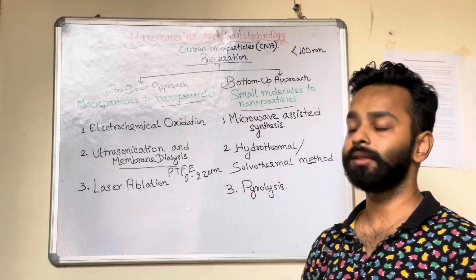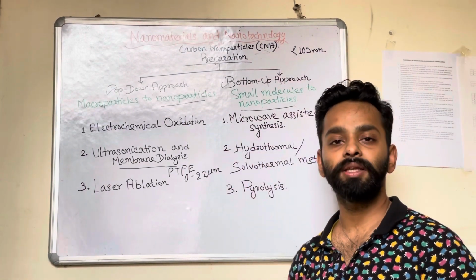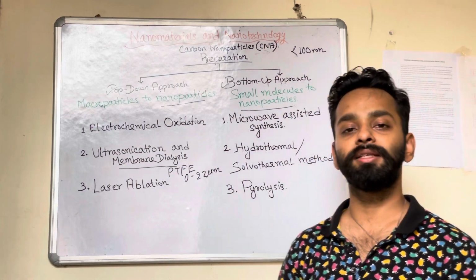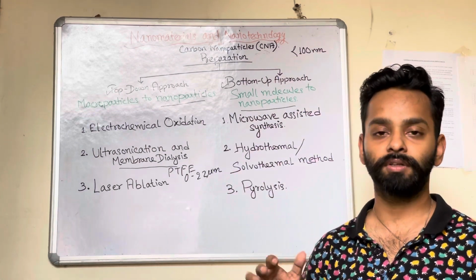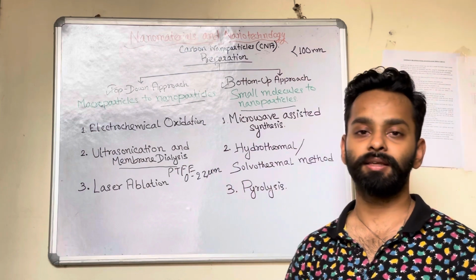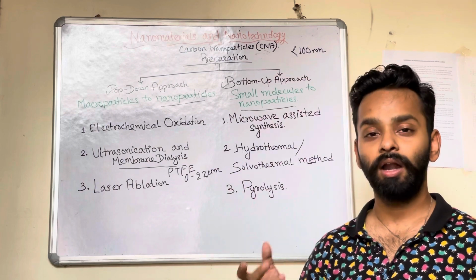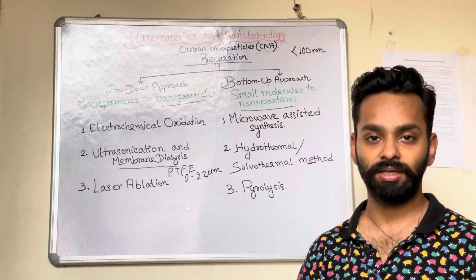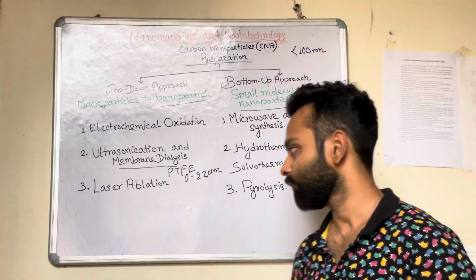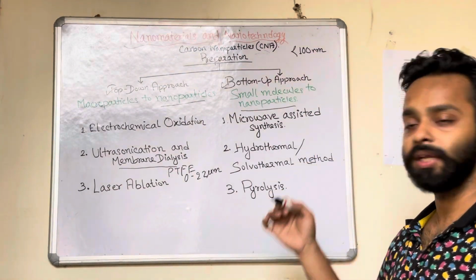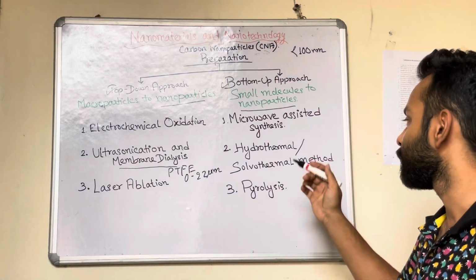The final method in the top-down approach is laser ablation, wherein the target material is irradiated with a high energy laser source. When the laser falls on the target material, it increases the temperature of the surface of the material and it undergoes a transition to a plasma state, which then crystallizes to give the carbon nanomaterials. Now coming to the three bottom-up synthesis strategies for production of the different carbon nanomaterials.